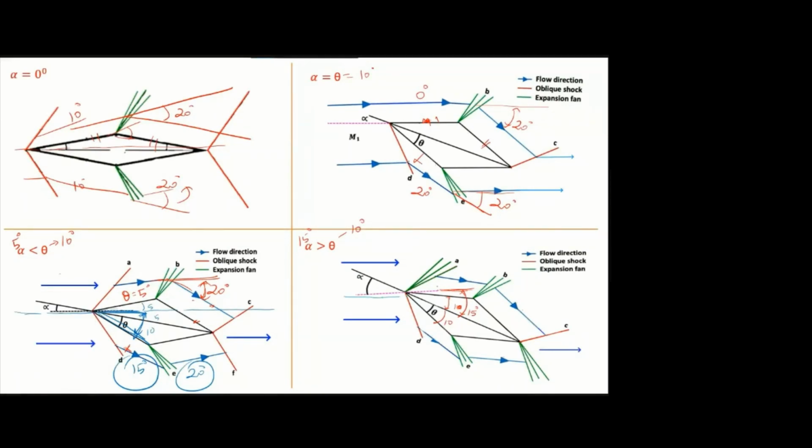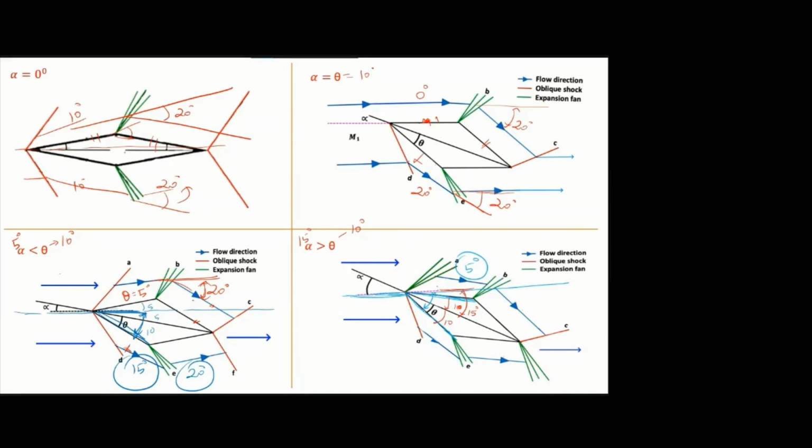This is the flow direction, 5 degree. And this straight line is parallel to this upper wall. So here it is 5 degree. And the same straight line in the bottom is turned parallel to this wall. Now the remaining angle you have to find. So the straight line to this wall, what is the angle in the bottom?